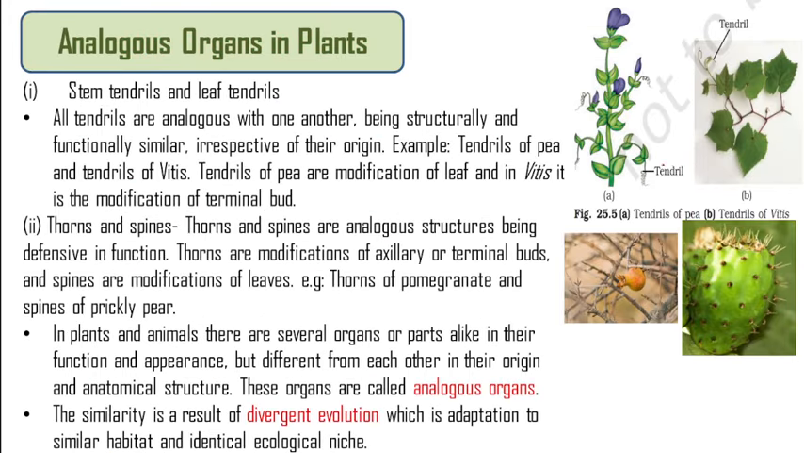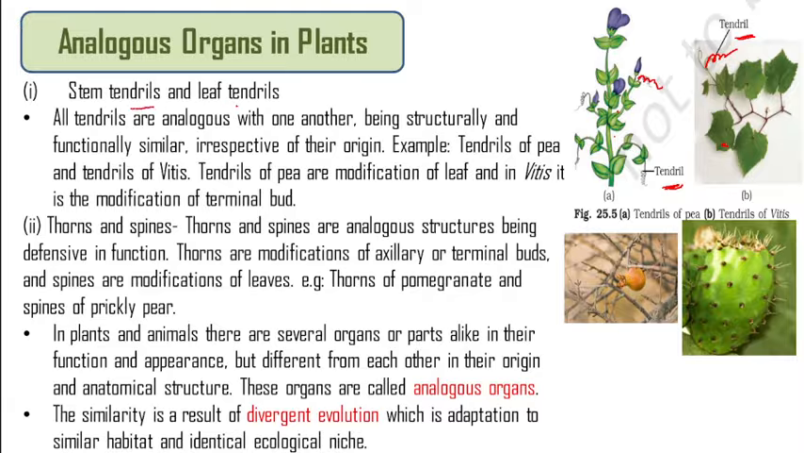Analogous organs in plants: you can see the tendrils here in this pea plant and tendrils here in grapevine. This is grape, this is pea plant. Both of them are tendrils, but they are arising from different regions. So these are functionally similar, but structurally they are different from each other when we talk about their origin.